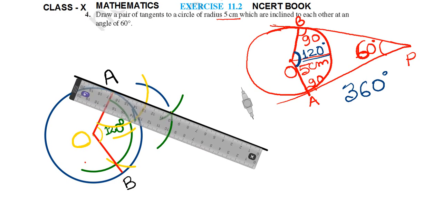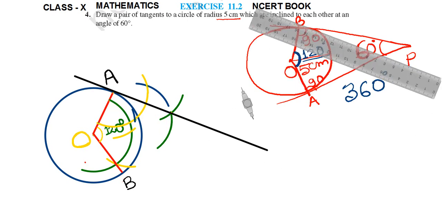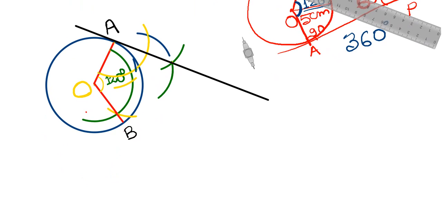The same thing we have to do at this B. Now look, what will be the measurement of this angle A? Of course, it will be 90 degree. Am I right? Yes, we have just drawn a perpendicular. Similarly, use this compass and now draw an angle of measurement 90 degree.